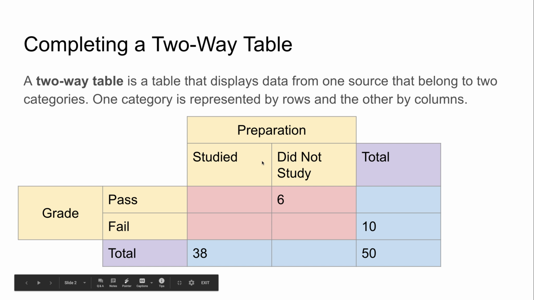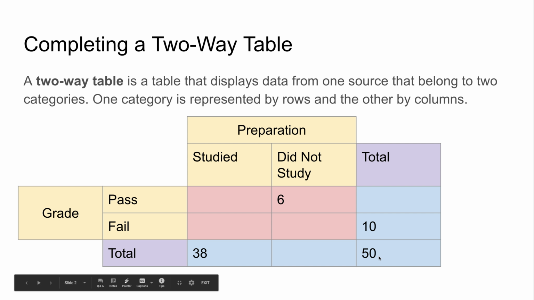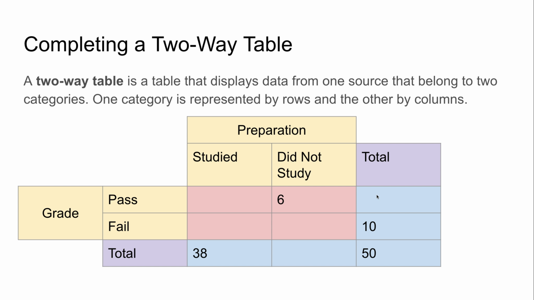The reason they don't fill in everything is because this is actually enough information to figure out all the other information, and they want us to figure out the rest. So if there are 50 students in total, and there are 10 students that failed, that would mean that 50 minus 10 equals 40. That would mean that there are 40 students who passed. Okay, so this is going to be 40, so that 40 and 10 add up to 50.